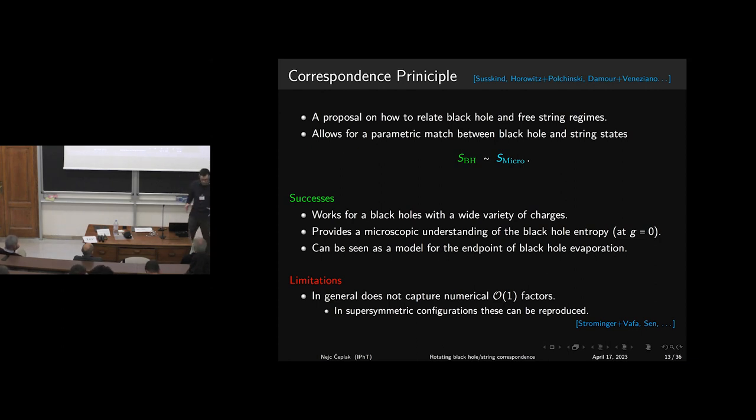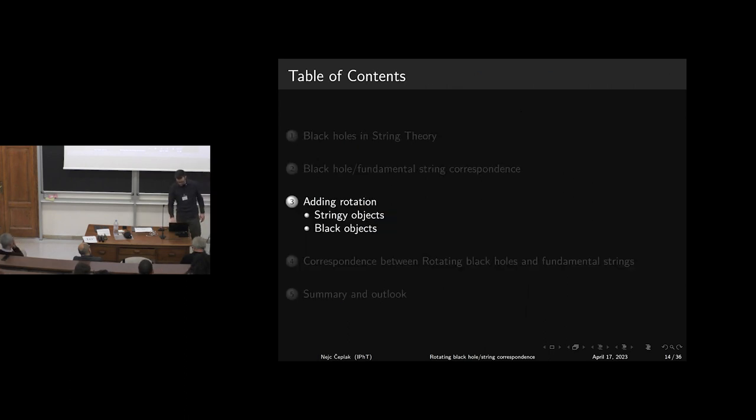But one of the main limitations is that because we don't know the details of the transition, we are oblivious to any order one factors. We can just parametrically match, and anything that's order one we neglect. But these factors can be reproduced in supersymmetric cases where nothing changes with string coupling. This was one of the successes of Strominger and Vafa and other people. So this was the background.